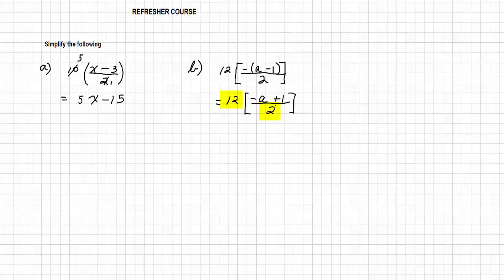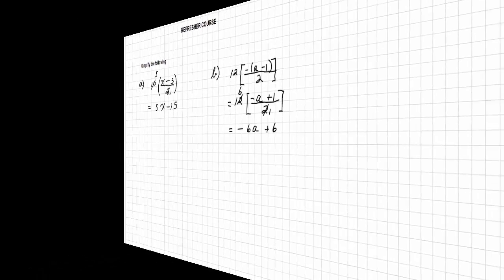We divide the numerator and denominator by the common divisor of 2. We get 2 into 2 once, 2 into 12 6 times, and then we multiply everything inside the bracket by 6. We get 6 times negative a gives us negative 6a, and 6 times 1 is positive 6, so the final term is negative 6a plus 6. Now we'll get back to solving the equation.